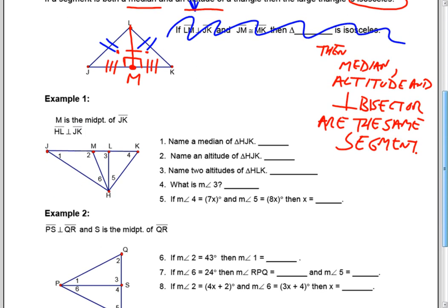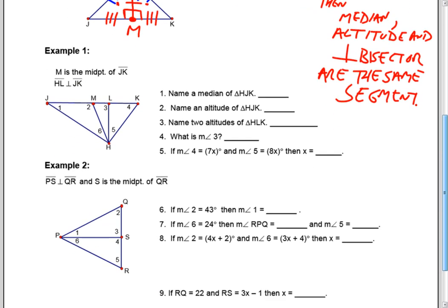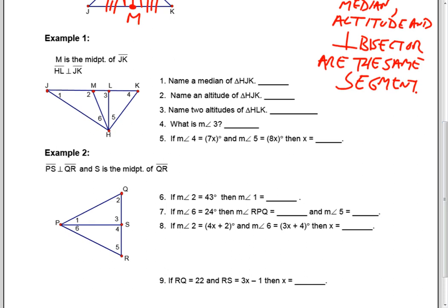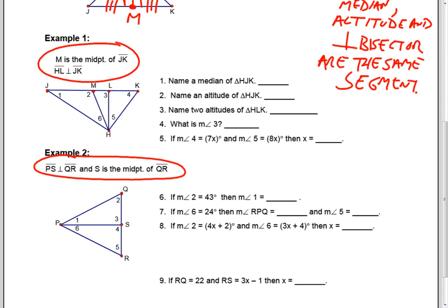Go ahead, you do 1 through 9. But do this first. It doesn't actually say given, but this is given information. This is given information. So put it into your drawings before you start.